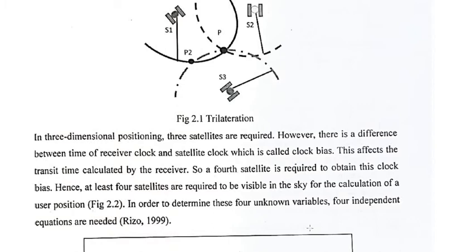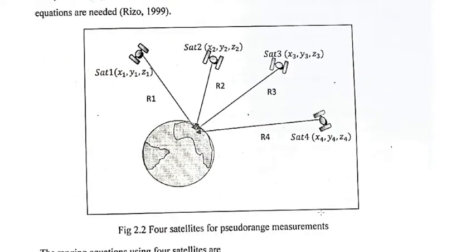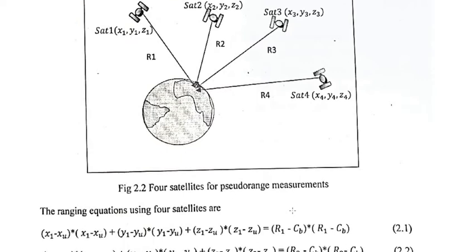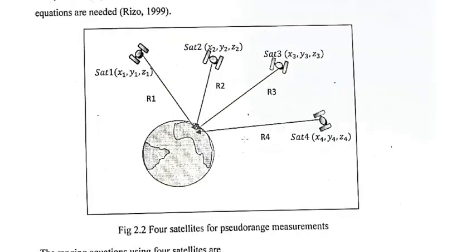So for this we require 4 unknown variables with 4 independent equations. Here on the earth, somewhere you are going to find the position. For that we have 4 satellites, satellite 1, 2, 3 and 4. These are the 4 satellites we have, for the pseudo range measurements. And the ranging equations of these 4 satellites are given as these equations I have given over here.